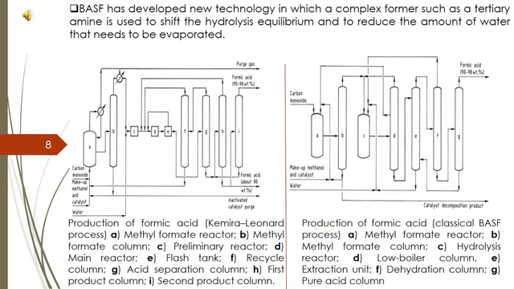before that, water is removed in extraction column E, and then it is dehydrated in dehydration column F, and then pure acid is further. The quite concentrated formic acid is obtained in this way.